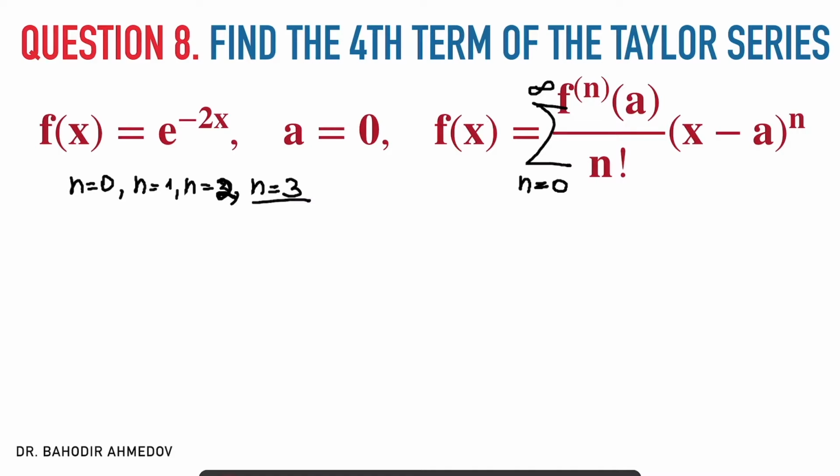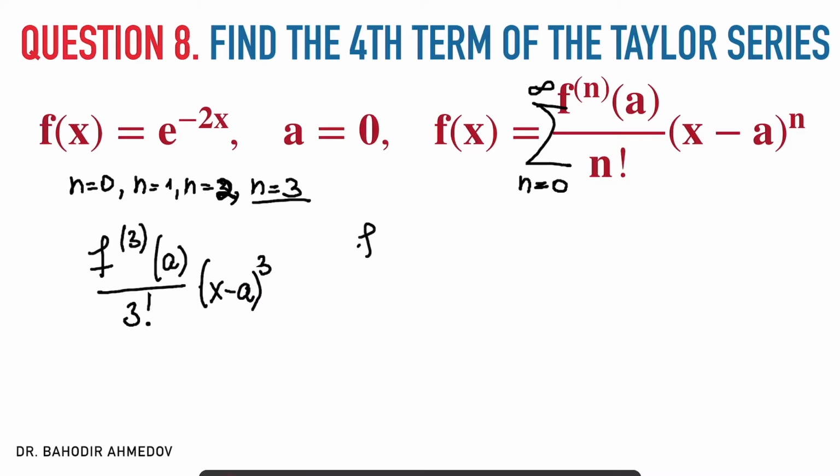We just need to find this. So the fourth term of the Taylor series is going to be the third derivative of this function at the point a, divided by 3 factorial, times (x minus a) to the power of 3. Okay, so let's do this.